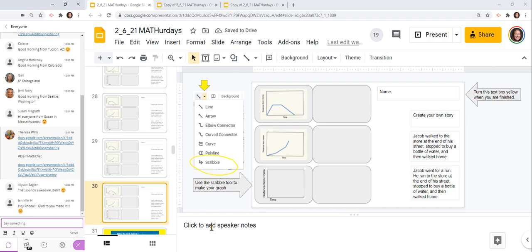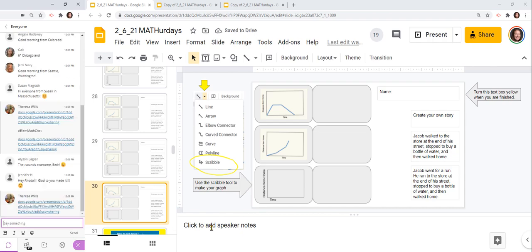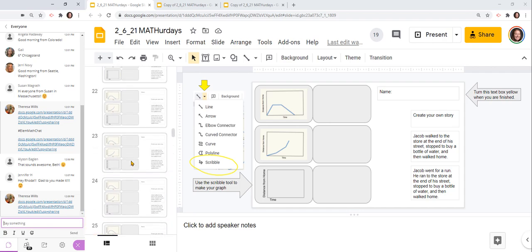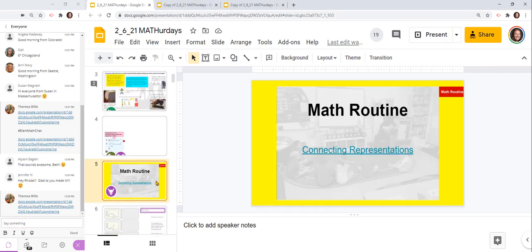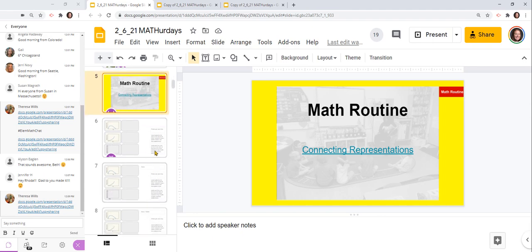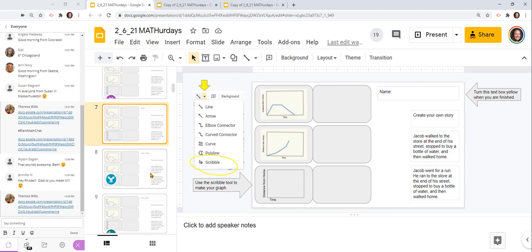And if you're just joining us, welcome. Here is the link to our interactive slides. And we are doing a routine called Connecting Representations, and it starts on slide 6, but you can go ahead and find your own slide, put your name on it, and start connecting those representations.